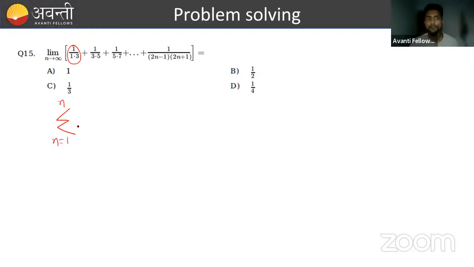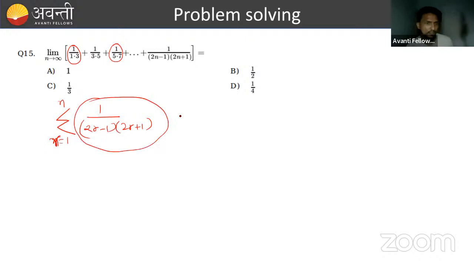And then we will see what is happening. The general term is 1 divided by (2r minus 1) into (2r plus 1), where r equals 1 onwards. Now we will use the method of difference. I can write it by the partial fraction method.